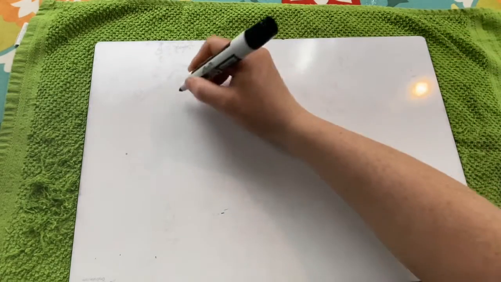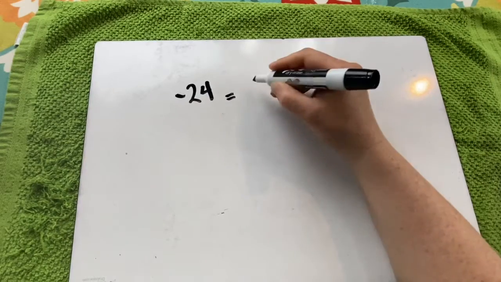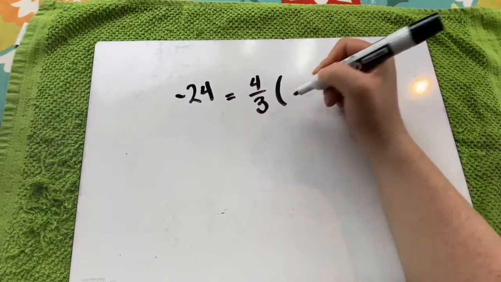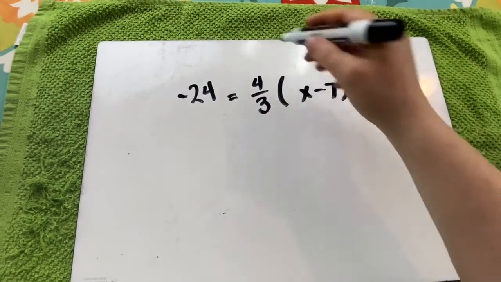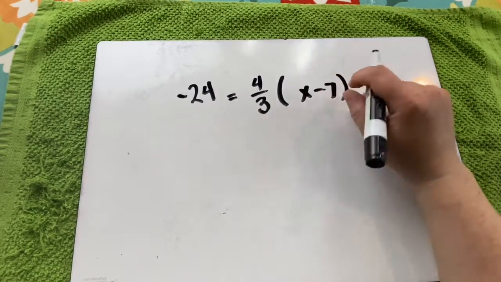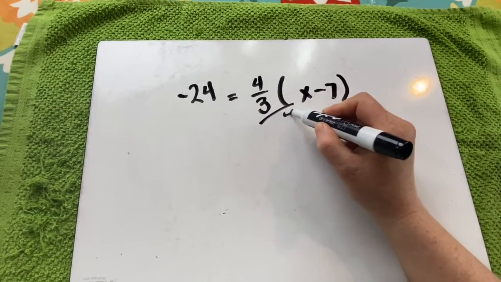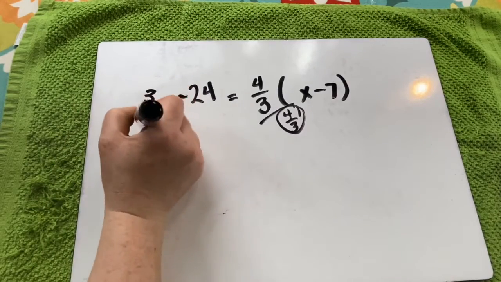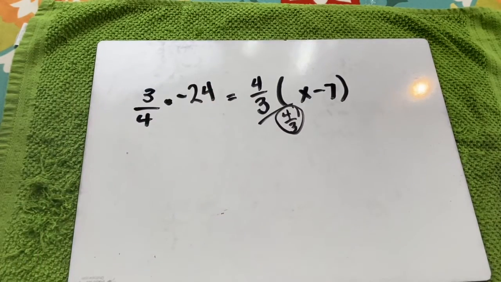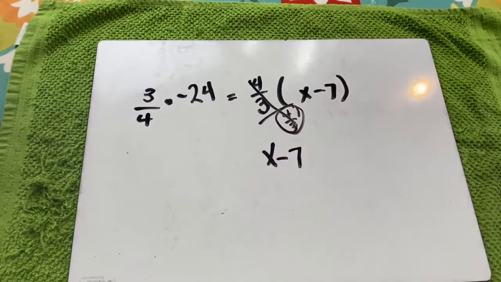Okay, let's do another one like that because that was kind of hard. Okay, so negative 24 equals 4 over 3 times x minus 7. Okay, so what they're saying is get rid of this first before you distribute. So you're going to divide the whole thing by 4 over 3, which means you have to flip it to 3 over 4. Okay, so then those two cancel each other out. So what's left over here is x minus 7.